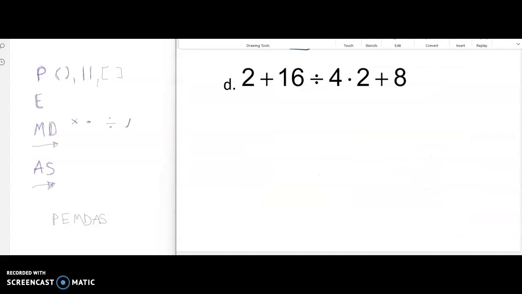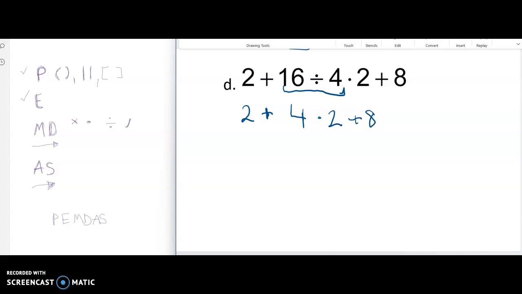For part D, once again, we have no parentheses and no exponents, but we do have multiplication and division. So I'm going to go through the problem. First, I have 2 plus, which isn't multiplication or division, so I'm just rewriting it. But then I get 16 divided by 4. And I have to do that before I see 4 times 2 because it's what I see first looking from left to right in my problem. 16 divided by 4 is 4. So I'm going to rewrite everything else in the problem.